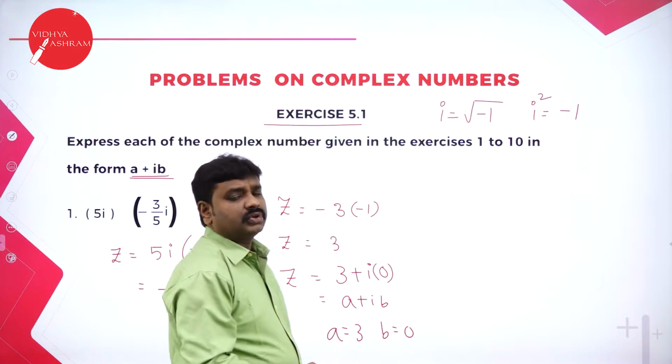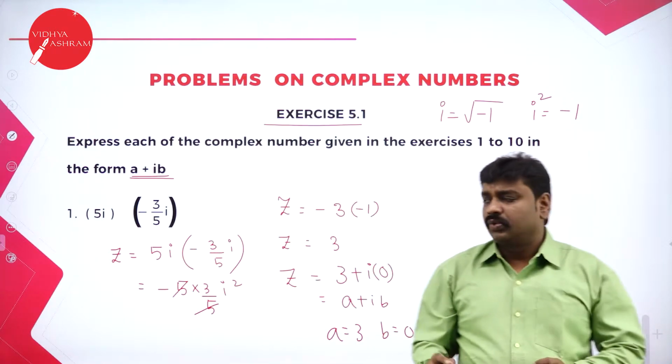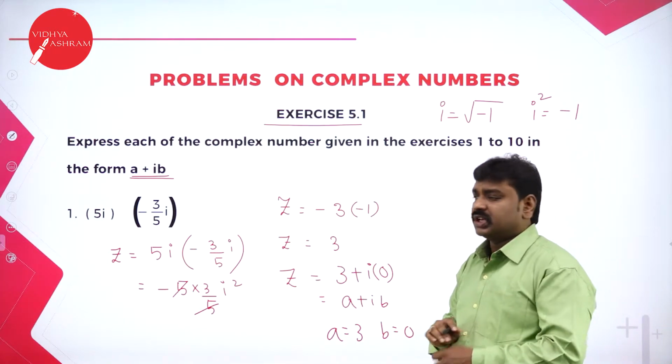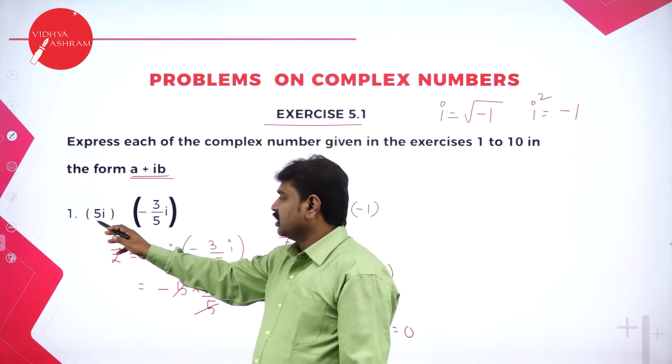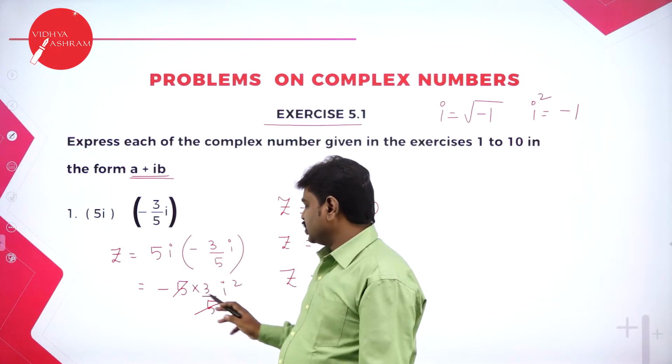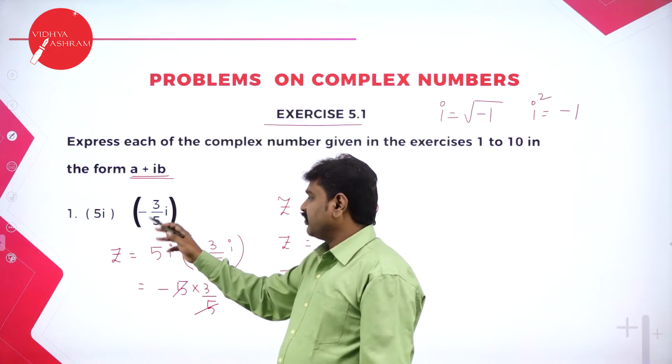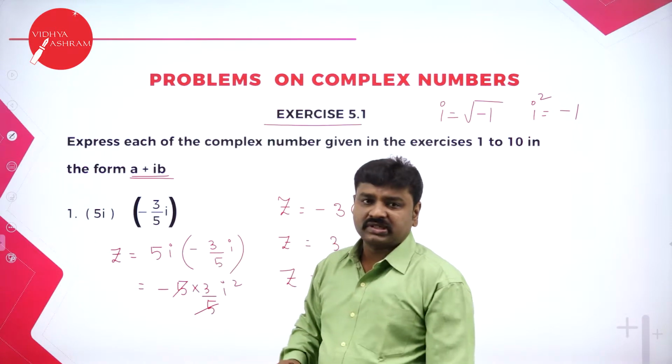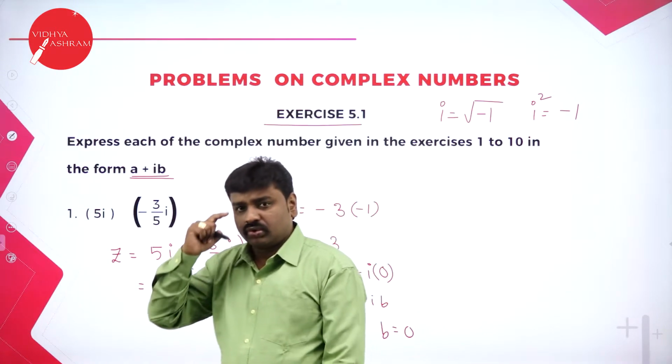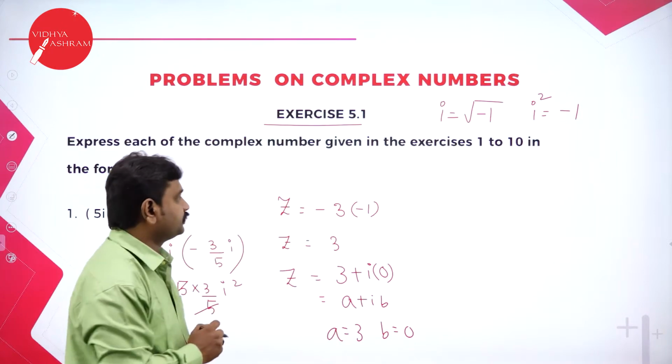So all of you, please understand, they want you to write in a plus ib form. They give the product of two numbers, multiply. So how to multiply? i into i is i square, and 5 into 3 by 5, 5 cancels, plus into minus is minus. And you should know the i square value to solve this kind of problems.